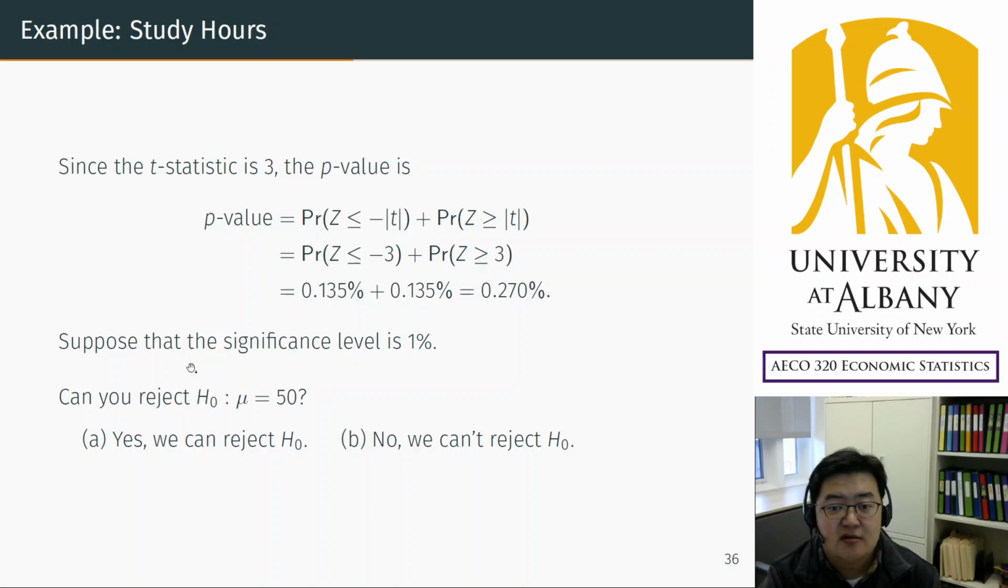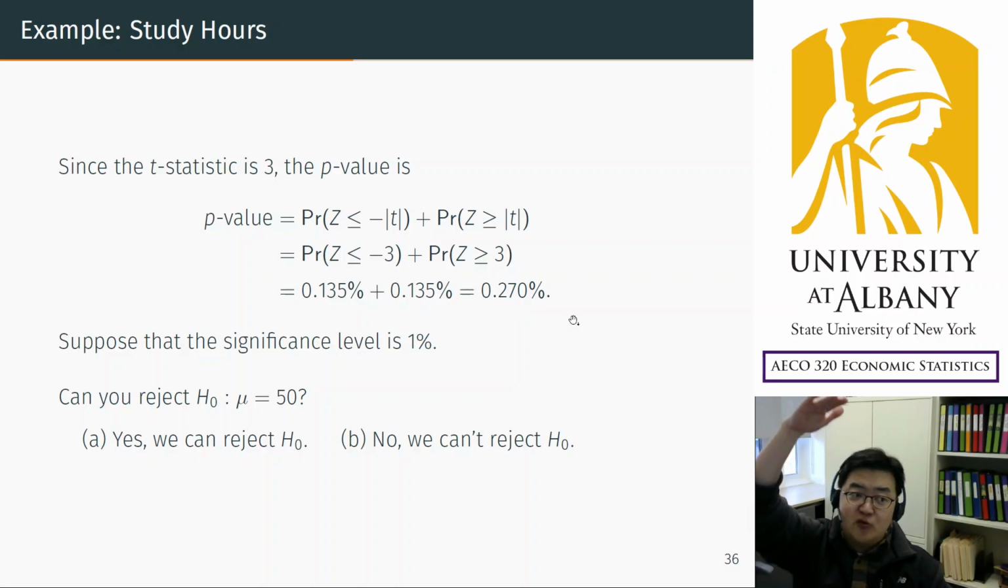Suppose that the significance level is 1%. Then can you reject the null hypothesis or not? It's the last step, right? Just call the decision. What is your decision? So let me give you the answer.